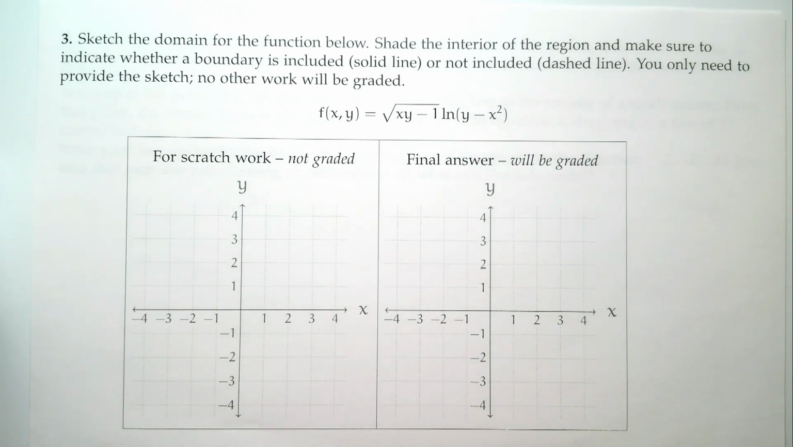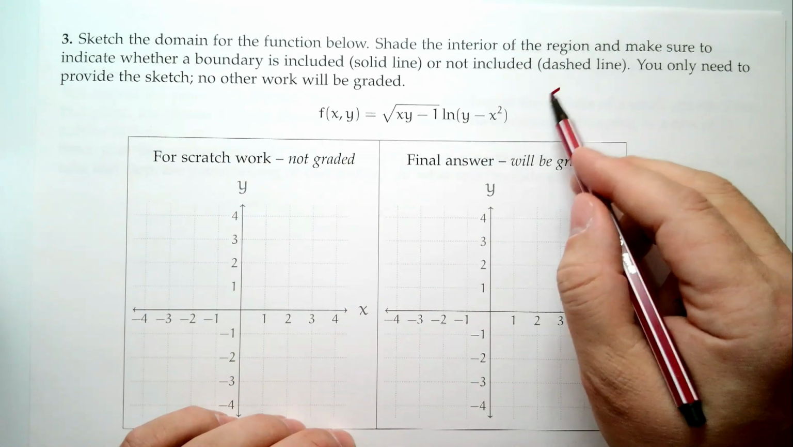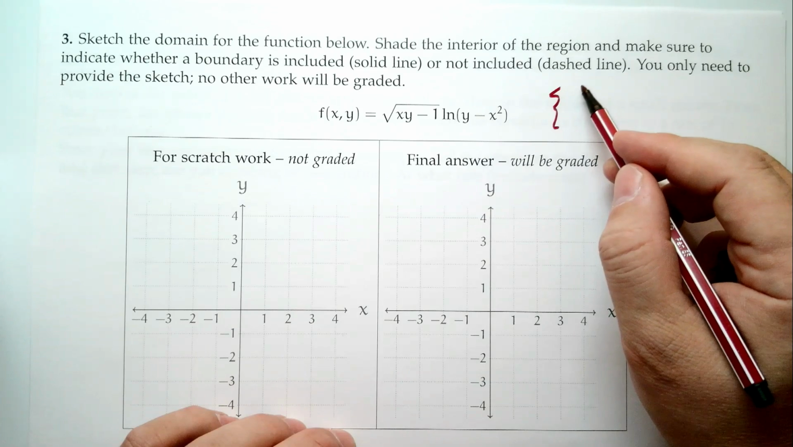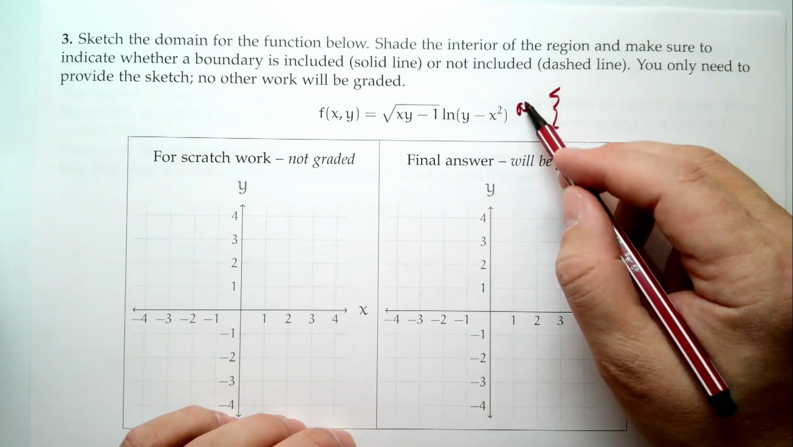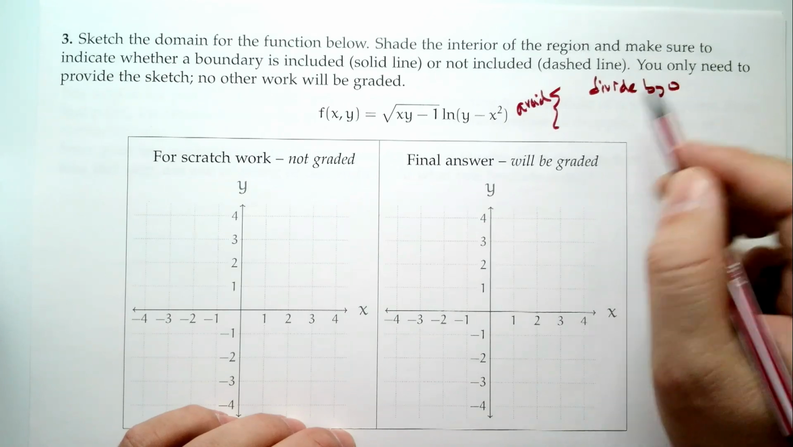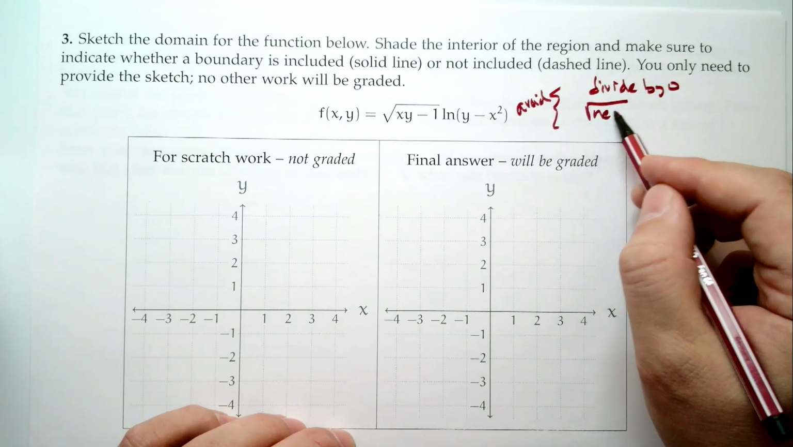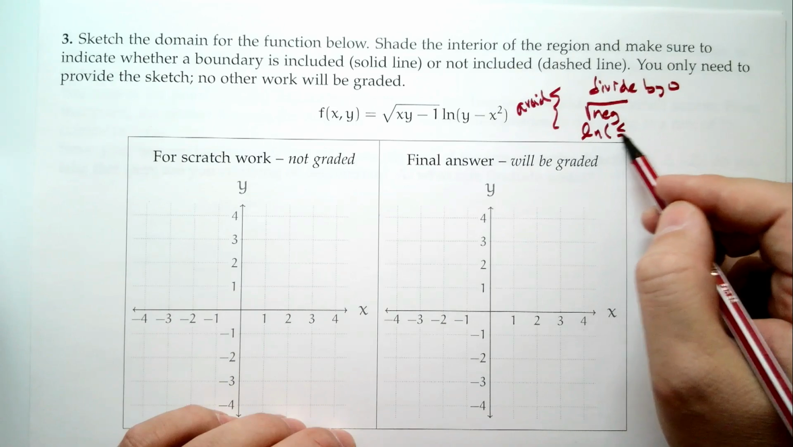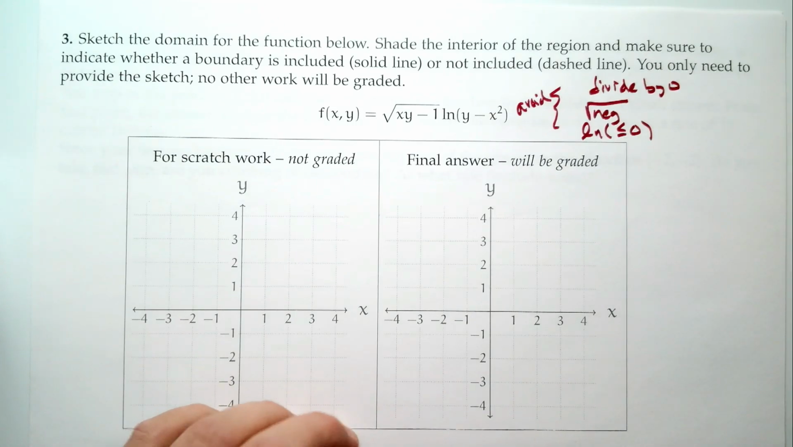So sketch the domain for the function below, and you want to shade the interior of the region. So what do you look for? Well, you look for a couple basic things. You want to avoid divide by 0, square root of a negative, and a natural log of something that's less than or equal to 0. So what you do is you go through and you figure out what those things are.